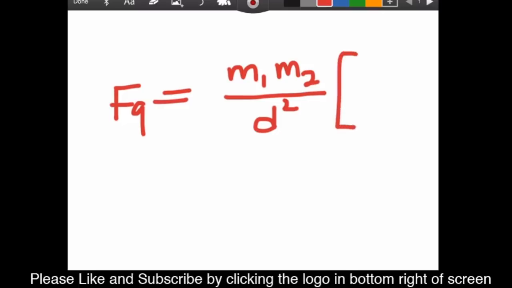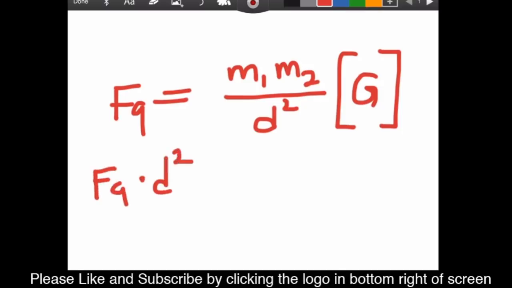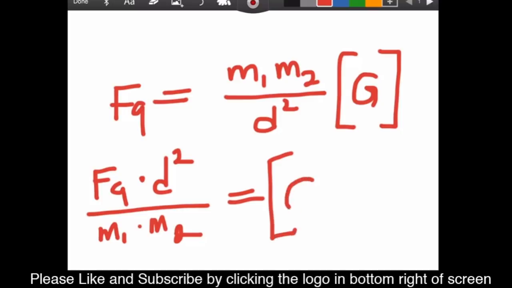What we don't know is our elusive gravitational constant. But if we move these around a little bit and make it the force of gravity times distance squared over mass 1 times mass 2, we now have a value for G. And that, my friends, is how we found the value for G.